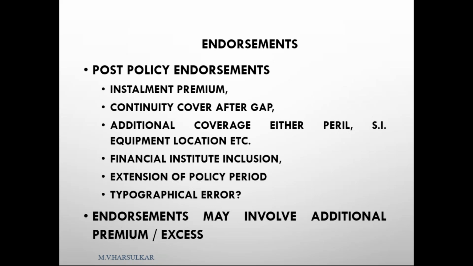Then some additional equipment may be covered in machinery breakdown. Some additional location is added in the floater policy, like that. So additional coverage either for peril, sum insured, equipment, location. Then financial institute inclusion. Although as a surveyor we are not concerned, but just as an example I am giving. When the policy was taken, there were some four financial institutes from where the insured had taken loan or hypothecated their machinery. But then subsequently he takes another hypothecation or additional loan from some other financial institute. That institute will insist that their name should be there in the policy.